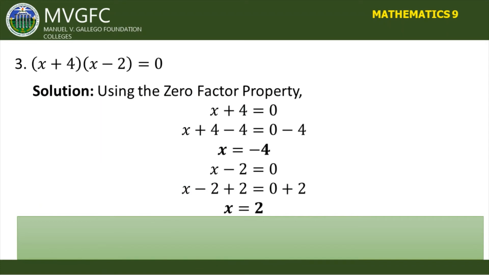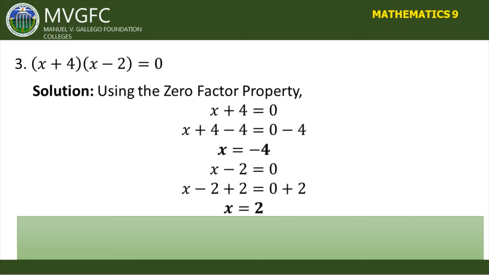For number 3, a bonus round, we have quantity x plus 4 multiplied by quantity x minus 2 is equal to 0. We can actually use the zero factor property. So equate the two factors: x plus 4 is equal to 0 and x minus 2 is equal to 0. For x plus 4 is equal to 0, I use the APE. So we have x plus 4 minus 4 is equal to 0 minus 4.